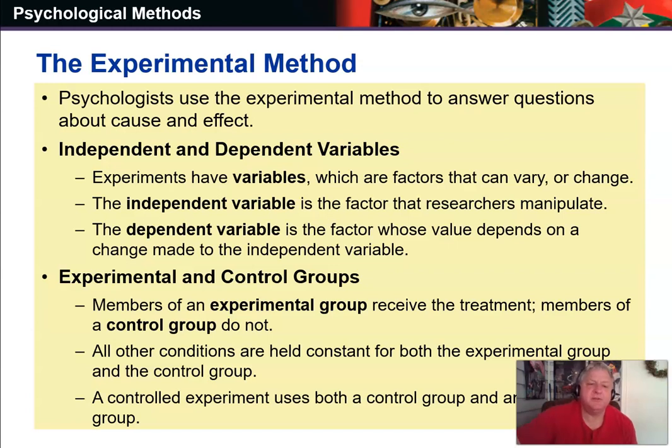Experimental and control groups. Members of the experimental group receive the treatment. Members of the control group do not. All other conditions are held constant for both the experimental group and the control group. A controlled experiment uses both the control group and experimental group.